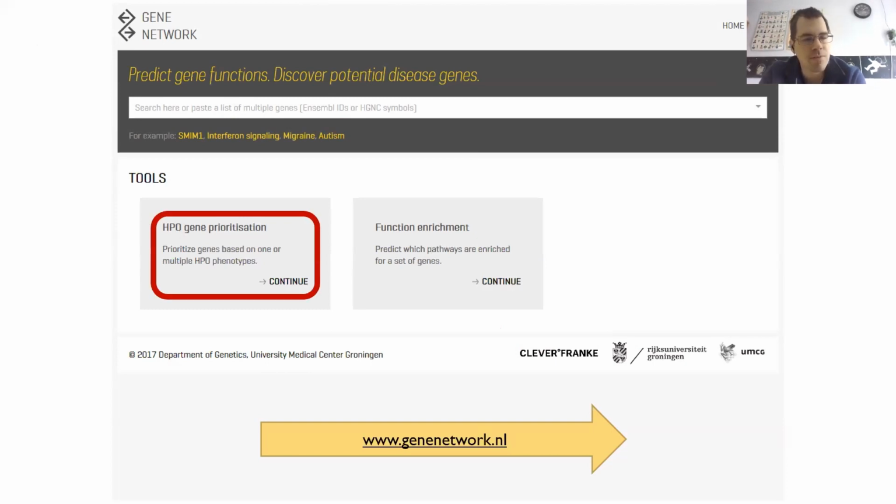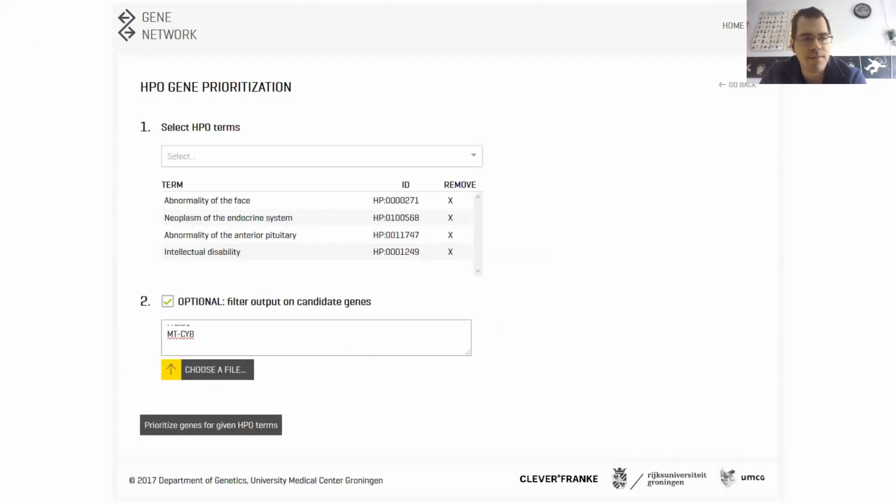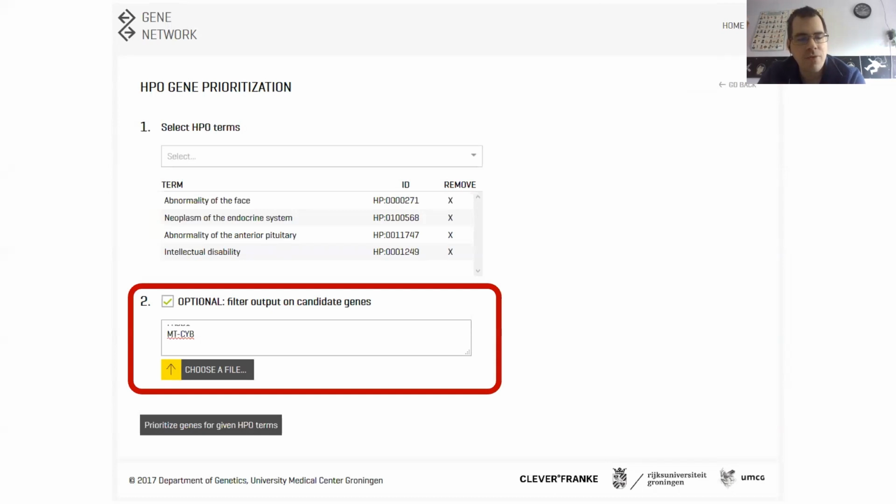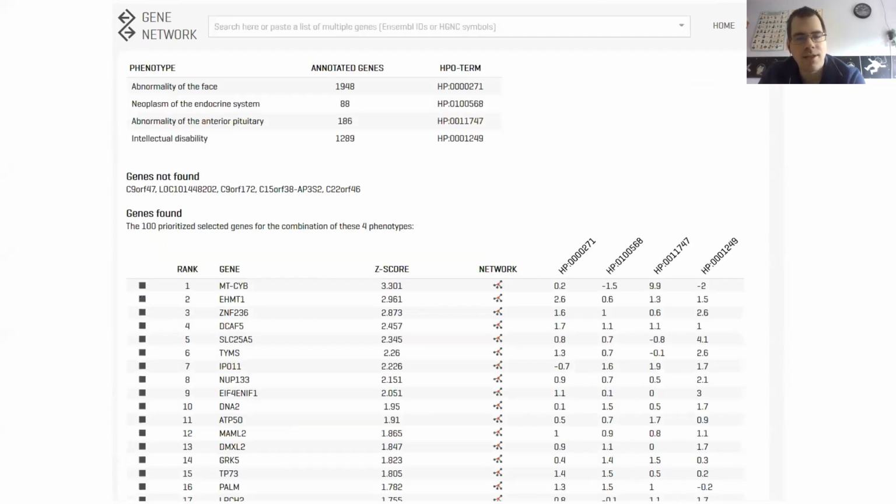We can click on HPO gene prioritization. You can click on a few genes, plug in a few HPO terms, and optionally you also put in your candidate genes for which there are variants. It's nice to know that you don't actually need to specify the specific variant, just which genes have a variant, making it very privacy friendly. After you have done that, you can click prioritize, and then you're going to get this ranking.